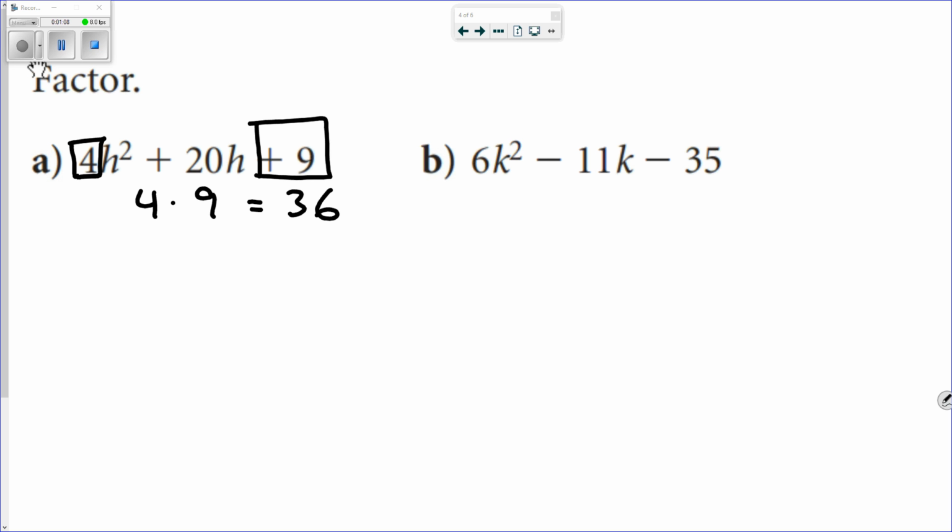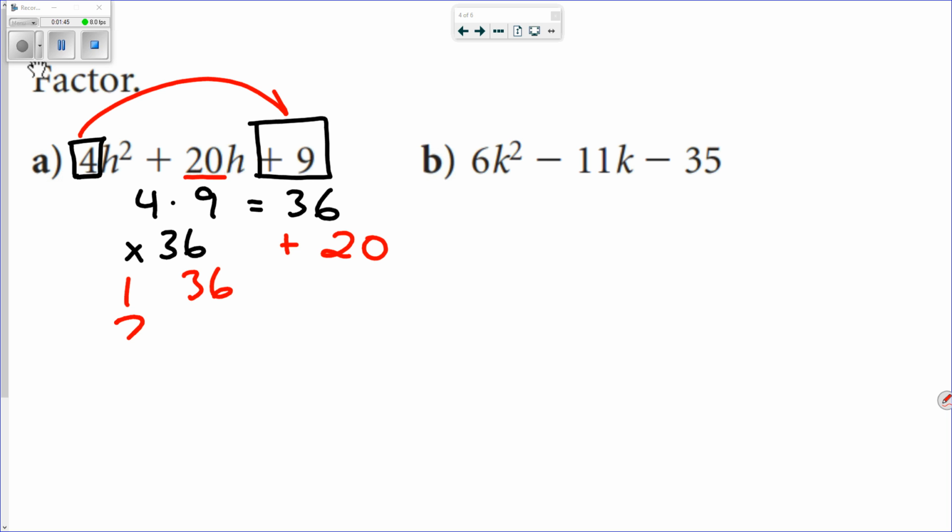Now, we need to find two numbers that multiply to that 36 and add to the 20. Right? That's the same as before. The only thing we've changed is now that we have to multiply these two numbers. So let's factor 36. 1 times 36. And because it's all positive, we know our factors are going to be positive. So I'm not going to worry about the negative factors.